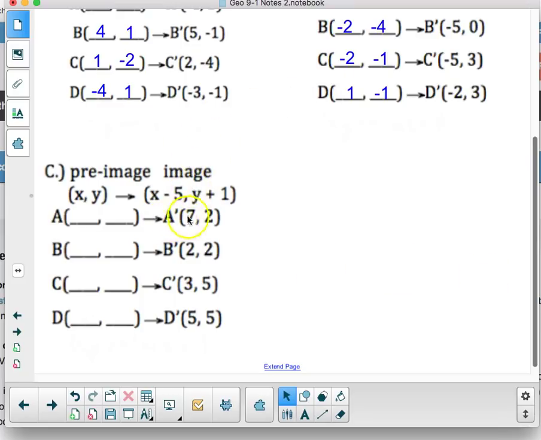Okay. So now I'm looking at 2 minus 1 is 1. 7 plus 5 is 12. Remember, I'm reversing, going from my image back to my preimage. 2 minus 1 is 1. 2 plus 5 is 7. 5 minus 1 is 4. 3 plus 5 is 8. 5 minus 1 is 4. And 5 plus 5 is 10.